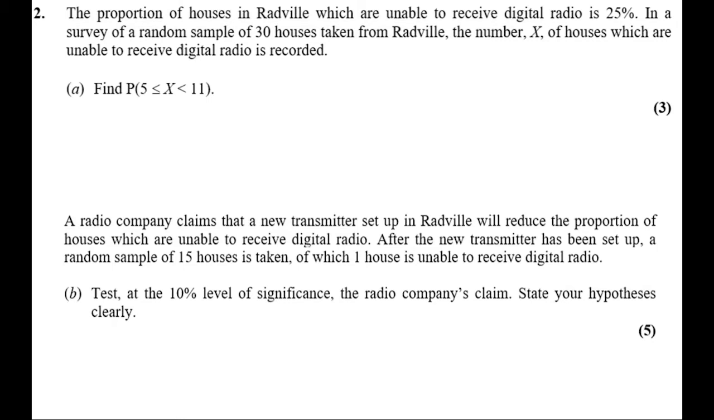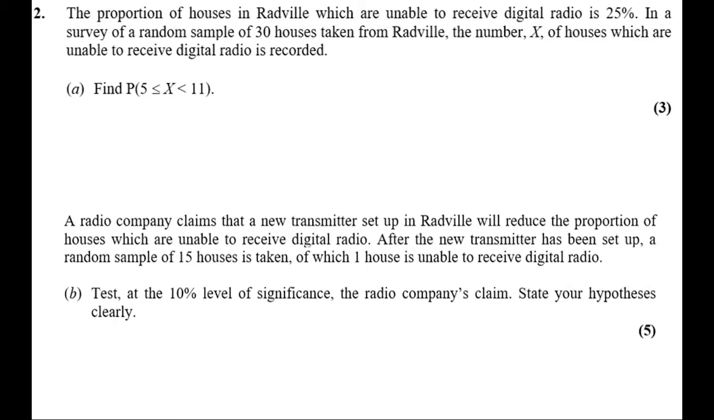Question 2. The proportion of houses in Radville which are unable to receive digital radio is 25%. In a survey of a random sample of 30 houses taken from Radville, the number, which we'll refer to as X, of houses which are unable to receive digital radio is recorded. Find the probability that X is in between 5 and 11. We're including 5, we are not including 11.